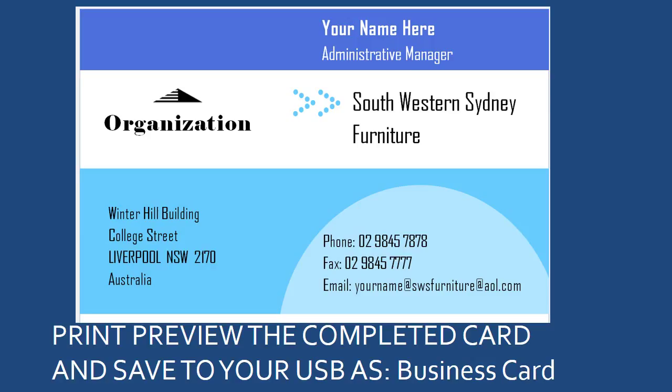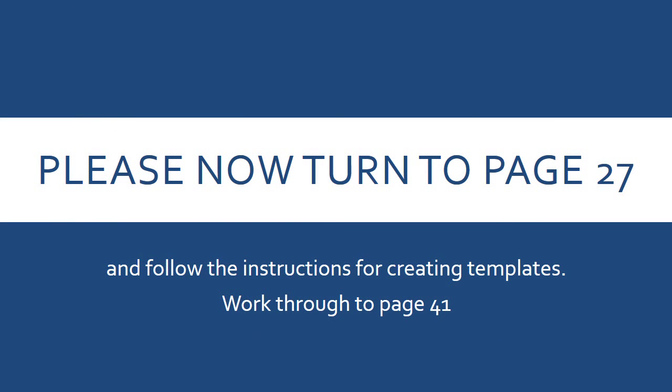So using whatever information you like, you click into the individual text boxes and change the data. Then print preview the completed card by using the File tab on the ribbon, and then you can save it to your USB as business card in the Desktop Publishing folder. Please now turn to page 27 of the textbook and follow the instructions for creating templates. Work through the book to page 41.